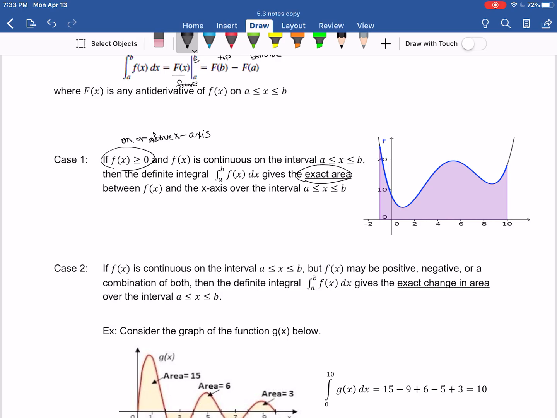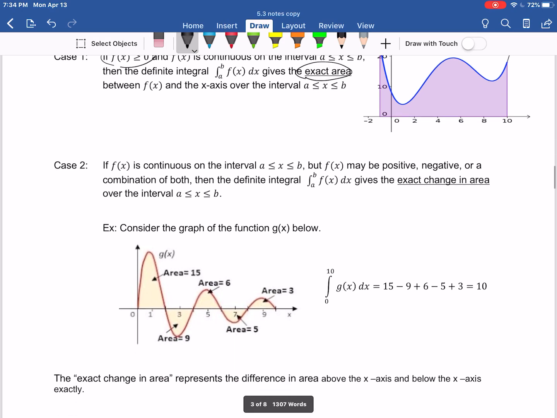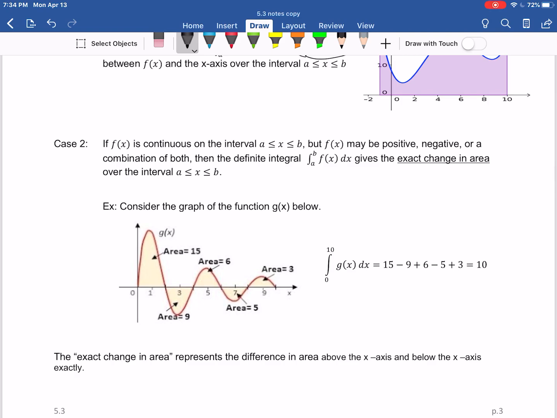The second case is where some of the graph is above the x-axis and some of it goes below, and it wiggles around up and down like that. In that case, number 2, your function is still continuous, which needs to be true in general. But now f is either positive or sometimes negative, or a combination of both. Then the definite integral gives you the exact change in area over the interval from a to b. So how much did it change by from here to the end? How much did the area go up? How much did it go down?